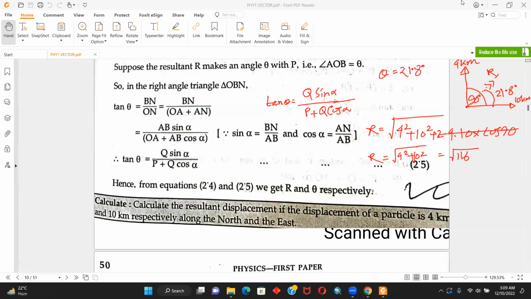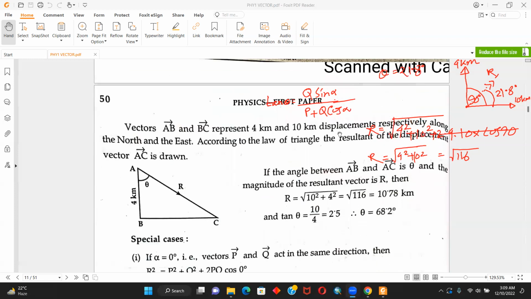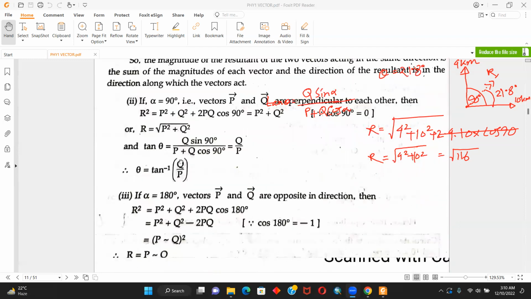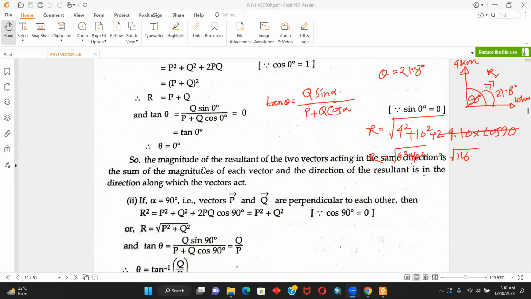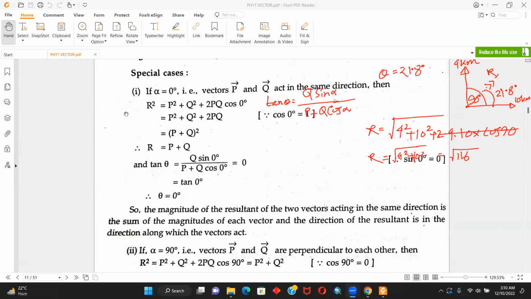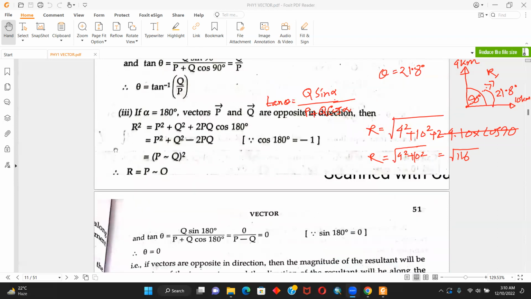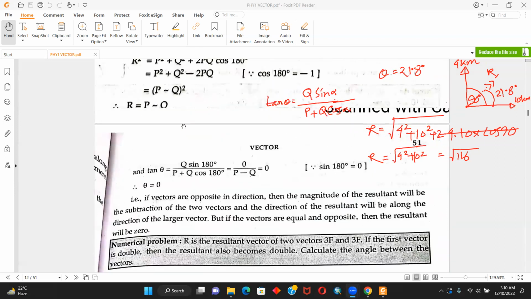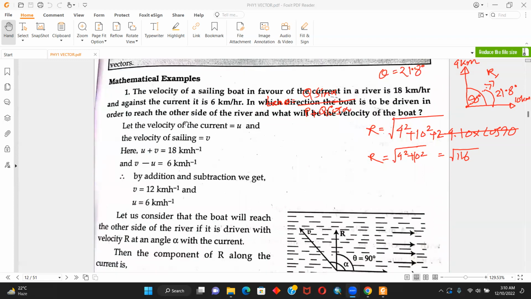Okay, let me check. Let us check the horizontal plane. Okay, so with respect to 4 kilometer, they have taken that is 68.2 degrees, and you have taken with respect to the 10 kilometer, which is 21.8 degrees. So your answer is correct. There is no problem in that. Now, obviously, I've already mentioned what is the case in case of alpha equals to 0 degree, 90 degree, or 180 degree. So I'm not getting into those now.